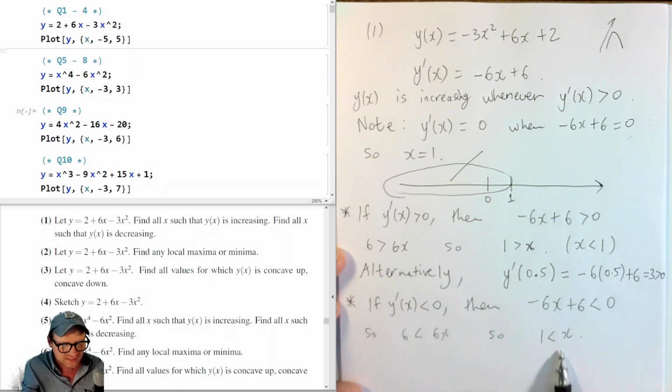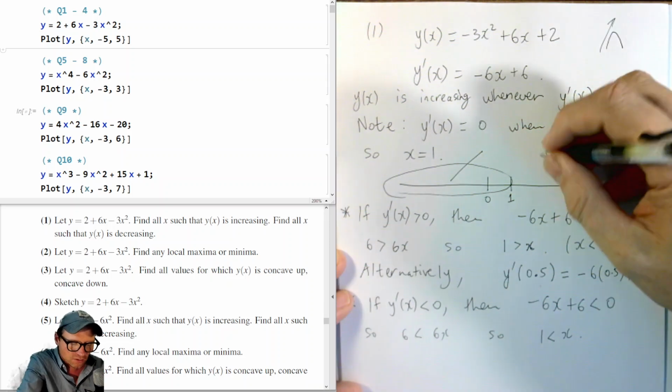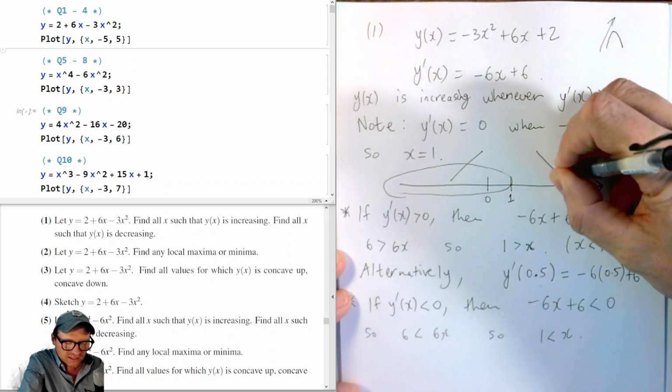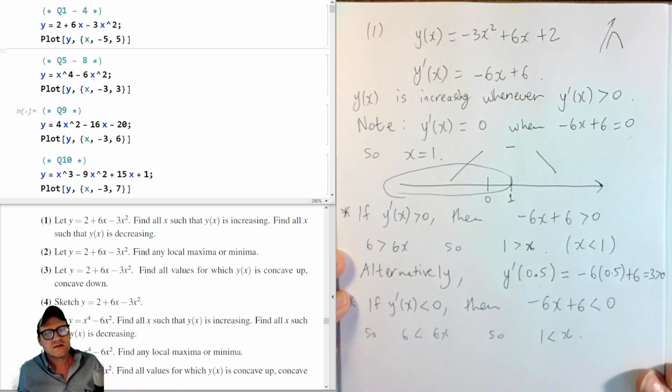And conversely, if x is greater than 1, then we're going to get y dash negative. Okay, so on this side we have slopes looking like this, and at 1 we have a horizontal slope. So now we have basically finished question 1, but let's write this out formally now. Okay?